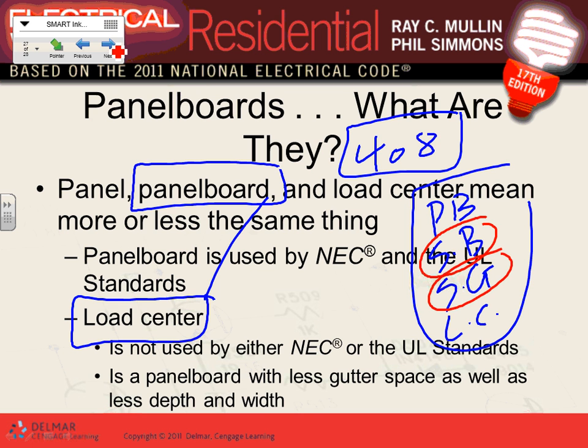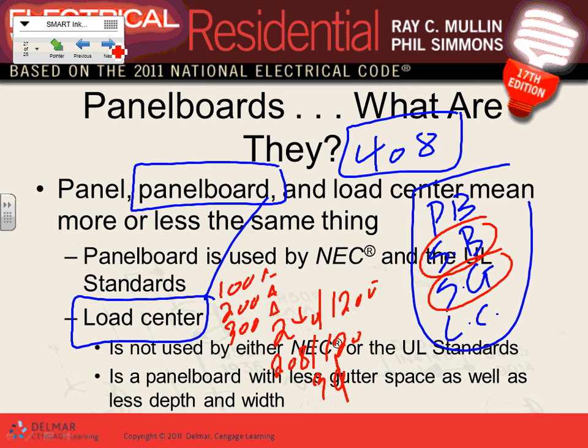The only difference between them, guys, is load centers are cheaper, smaller physical size panels meant for residential and light commercial. You can get 100 amp, 200 amp, I think they can go even 300 amp, if I remember right, and you can get them 240 volt, 120, and also 208/120 three phase. That's the limitation of the load centers.